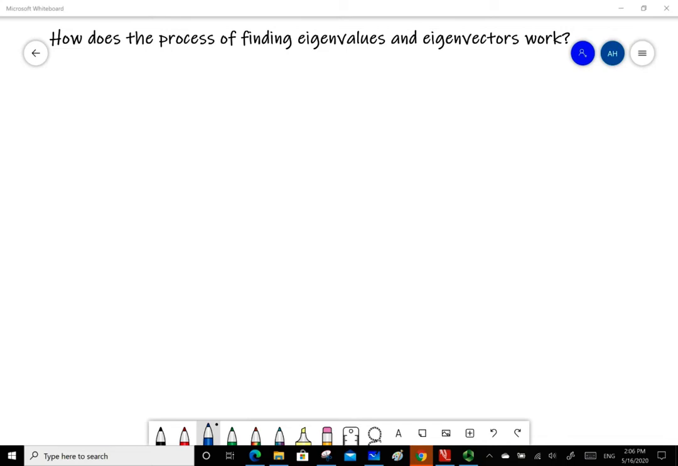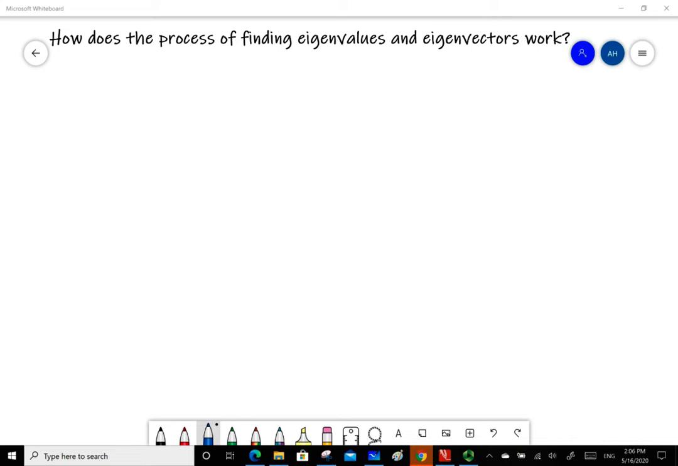Fair warning, to understand this explanation of how the process of finding eigenvalues and eigenvectors works, you'll need to either have some linear algebra or accept some of my statements as fact without justification. Let's start with a definition of an eigenvector.